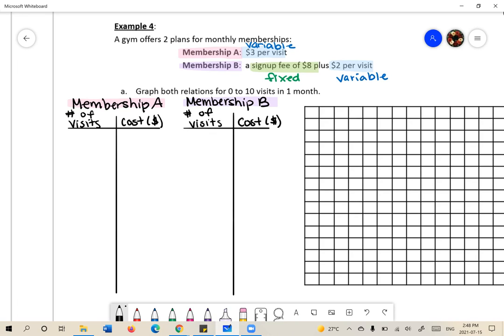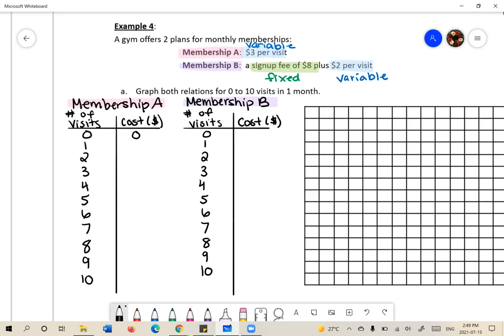When creating a table of values, I'm always going to begin with x equal to 0. And then I'm going to increase by 1 because it's asking me to increase by 1 all the way to 10. Now we need to fill in our y values. I'm going to begin with membership A. Now it tells me it's $3 a visit. So if I don't go to the gym, I don't have to pay. So when x is equal to 0, y is equal to 0.